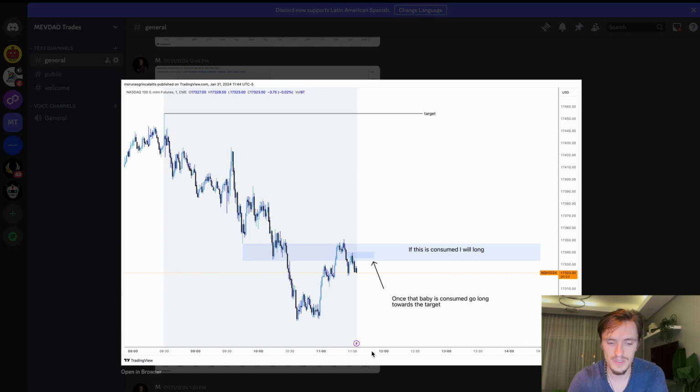And there's another, you can see here, this is a fair value gap, the one small area here, that's a fair value gap, an imbalance. Once that baby is consumed, go along towards the target. That's what I'm saying here before it happened. So what I'm saying is, okay, prices start to move up, prices starting to go bullish.